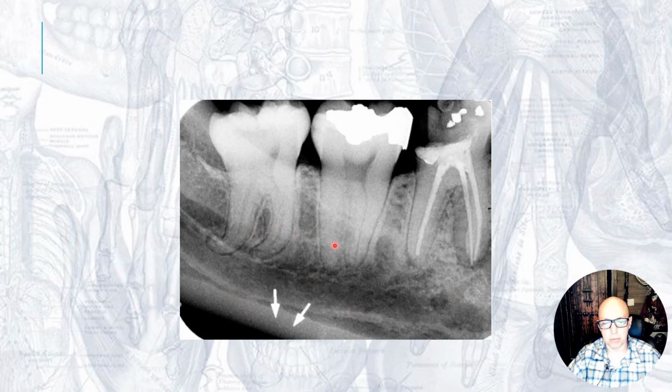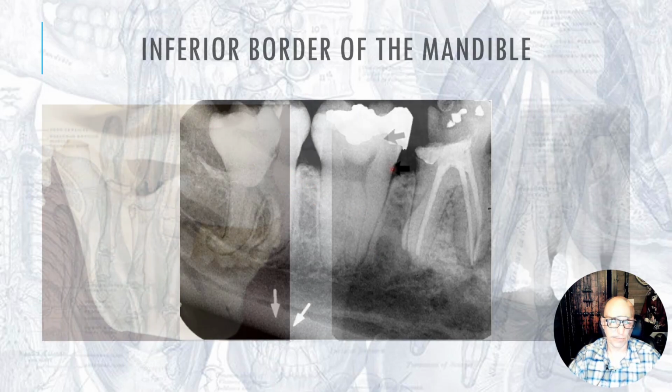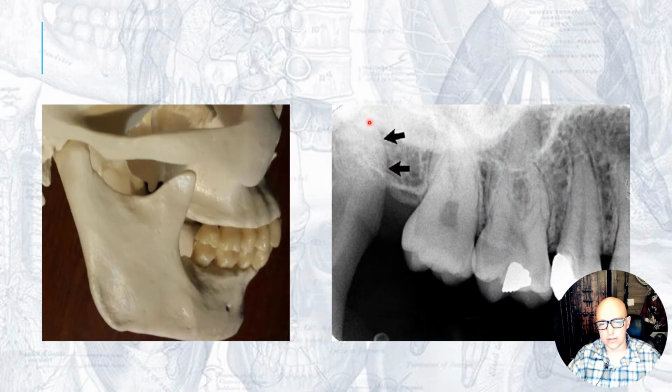Mylohyoid ridge might be more up here. External oblique ridge. We're running along this way. All right, occasionally you'll see this. Again, this is something I get excited when I see in a radiograph because it doesn't show up that often.